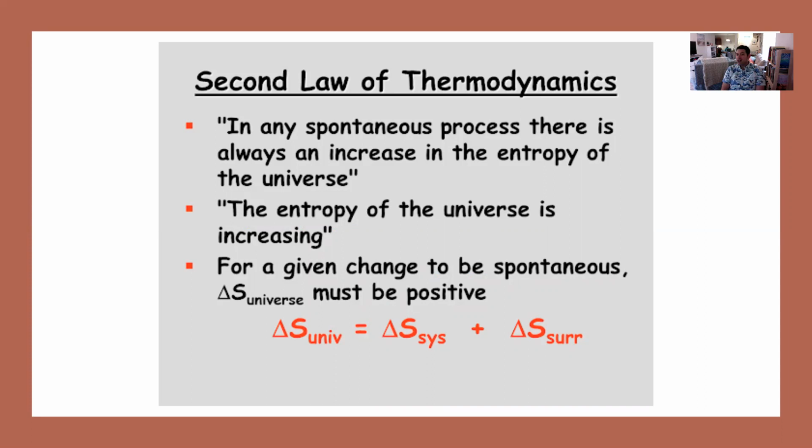Non-spontaneous processes do not have that, but the entropy of the universe is increasing, and for a given change to be spontaneous, the delta S of the universe must be positive. So that means the delta S of the system plus the delta S of the surroundings must be positive to make a process spontaneous. All right. If that is a negative value, then it's just non-spontaneous, which might mean that we have to put in energy for that. All right. And if it were equal to 0, it would be a process at equilibrium, where it would have no tendency to go either way.